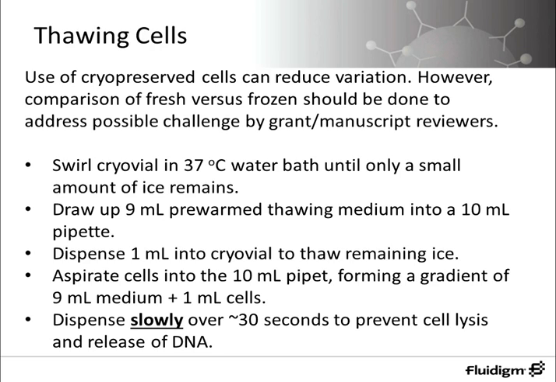So what we've found is that the biggest thing for thawing cells is using the appropriate thawing medium, which I'll show you on the next slide, but also that you're doing a 1:10 dilution, taking the pre-warmed thawing medium up into a 10 ml pipette, dispensing 1 ml of that onto your thawing cells in the cryovial, and then aspirating that into the pipette again, forming a gradient. And what's critical is to dispense that really slowly over about 30 seconds back into the tube that you'll use for your first wash, and this helps to prevent cell lysis and release of DNA.